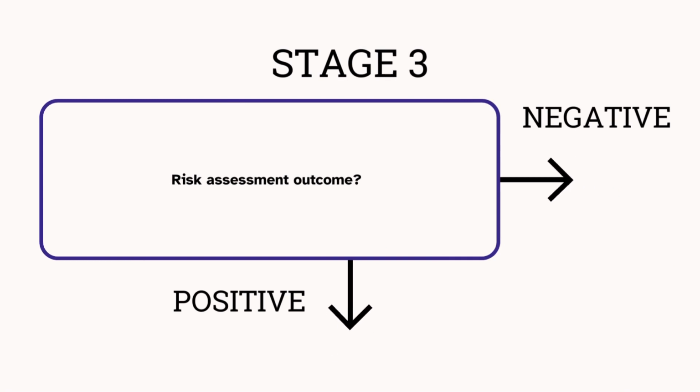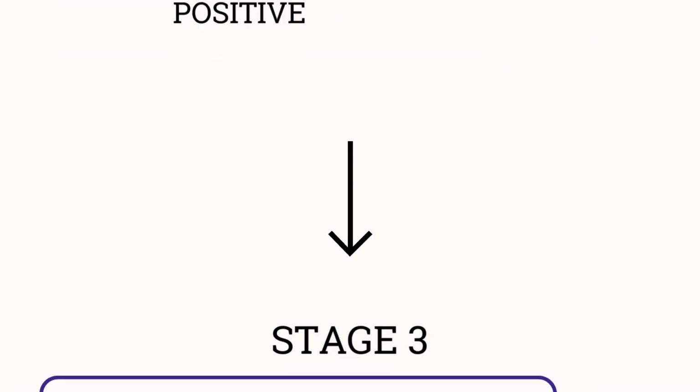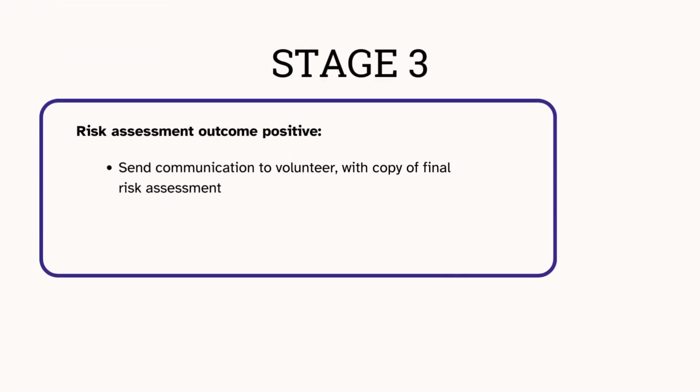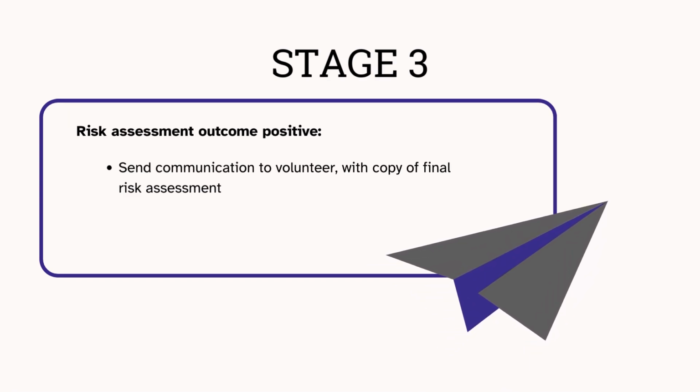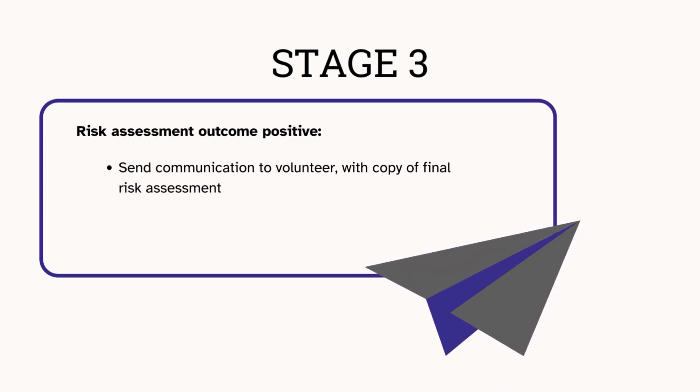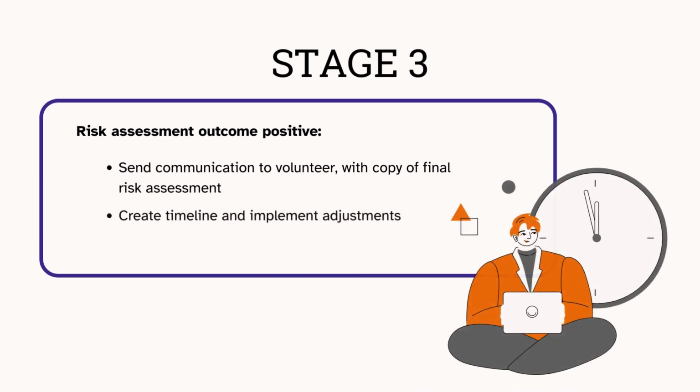If the risk assessment outcome is positive, this means that it is possible for your organisation to make the identified adjustments. In this case, you'll need to send a formal update to the volunteer, clearly explaining your organisation's decision with a copy of the final risk assessment for reference. You should also create a timeline for implementing the adjustments and get started without delay. You can use the timeline to let the volunteer know when they should be able to start volunteering.